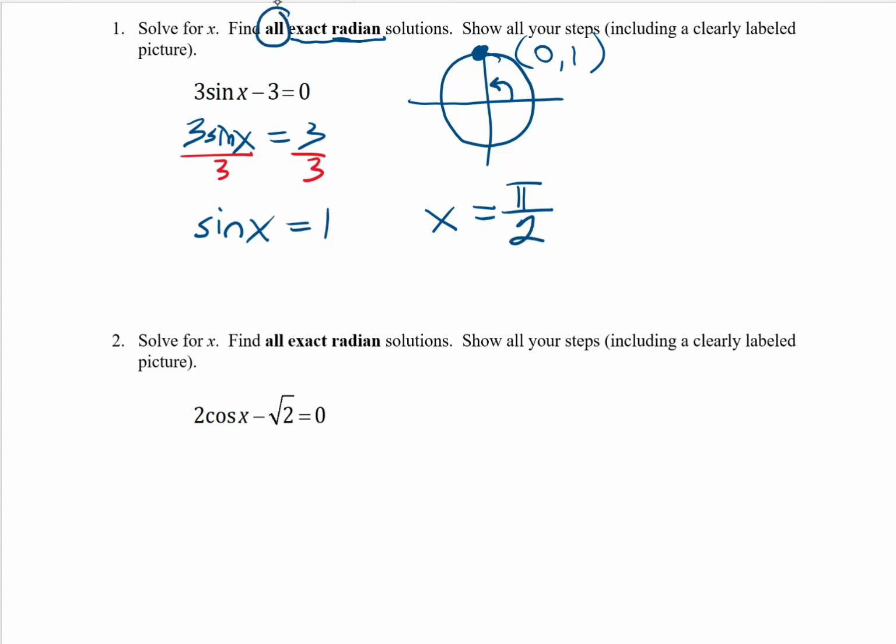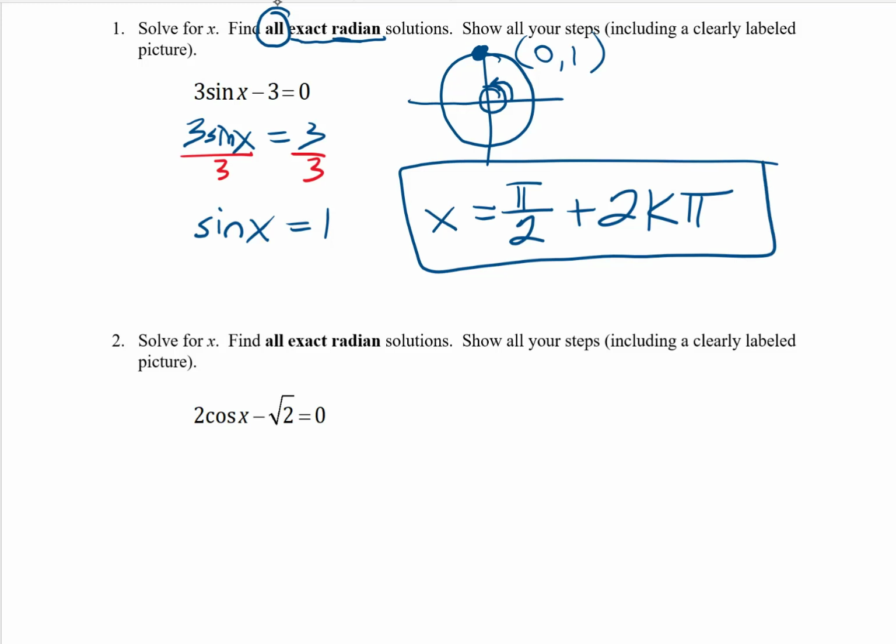Since I want all the solutions, of course, I can circle round and round as many times as I want and find other solutions, which means I can add any multiple of 2 pi to this. Here is an expression for all the solutions of the equation.